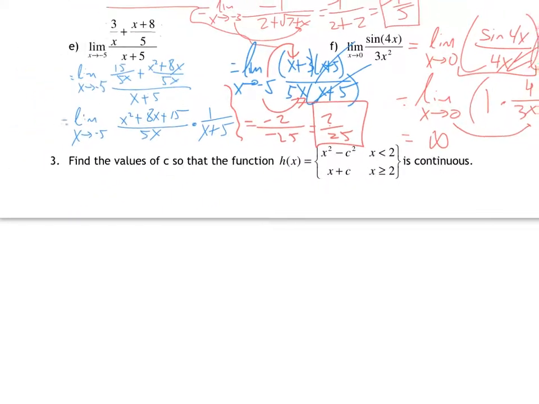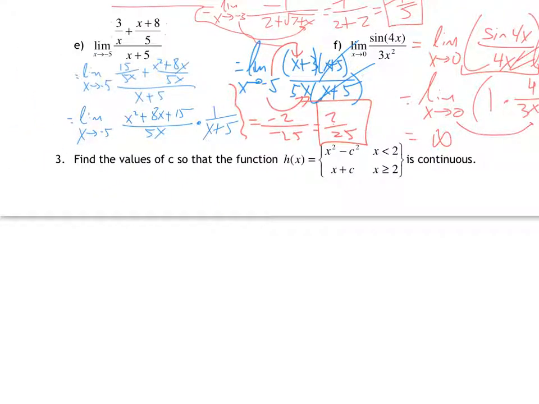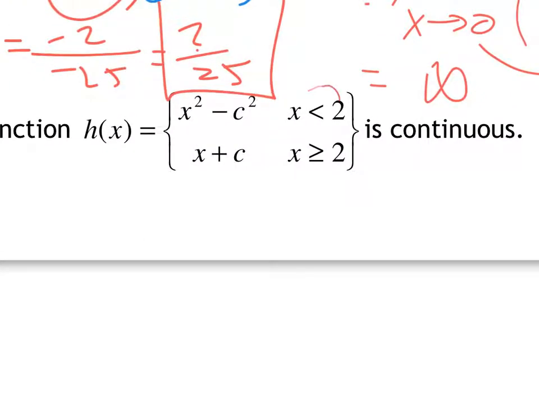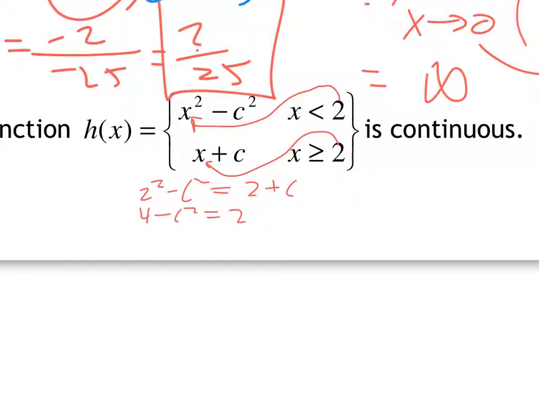and continuous here. So we want to find the values of c so this is continuous. Well, that just means that when x is 2, these two things need to have the same value. So x is 2, so 2 squared minus c squared has to be equal to 2 plus c. Notice we only have one variable now. So 4 minus c squared equals 2 plus c. And so we're trying to solve for c here.